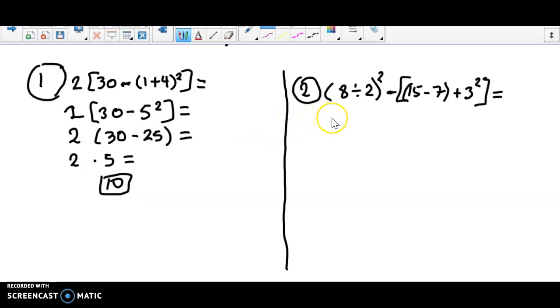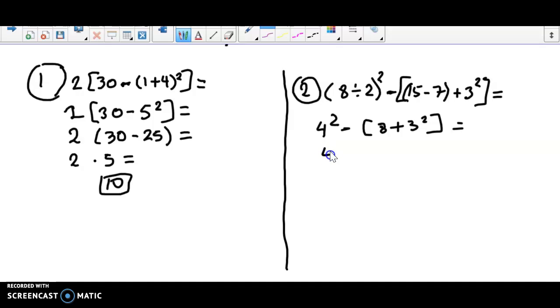Going to expression number 2. Grouping symbols, I have parentheses, so let me start with this parentheses. 8 divided by 2 is 4. Let's go to the innermost parentheses first and do the subtraction. 15 minus 7 is 8. And that's all I'm going to do right now. Just want to do it one step at a time.